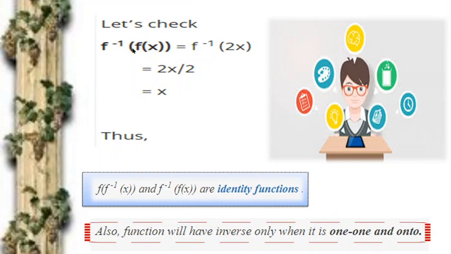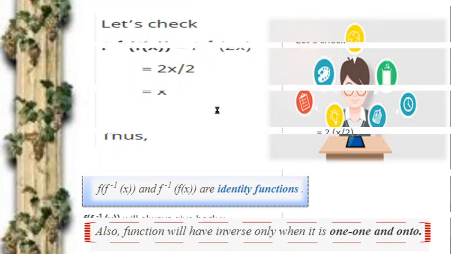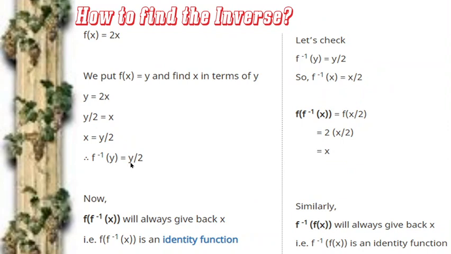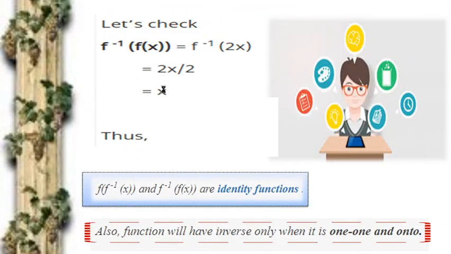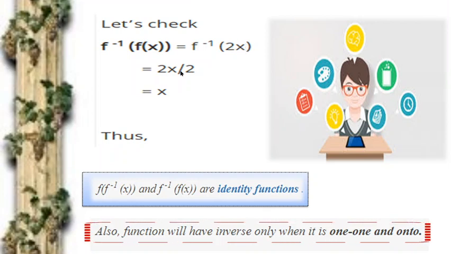Now let's check this as well. f inverse of f(x). Now what is f(x)? f(x) is 2x and this is the f inverse function. And what was the inverse function? Here we calculated the inverse function was x/2. So here, what is x? This 2x. So 2x divided by 2, 2 and 2 cancel, and again we are getting x in return. So thus these two compositions are always identity functions.